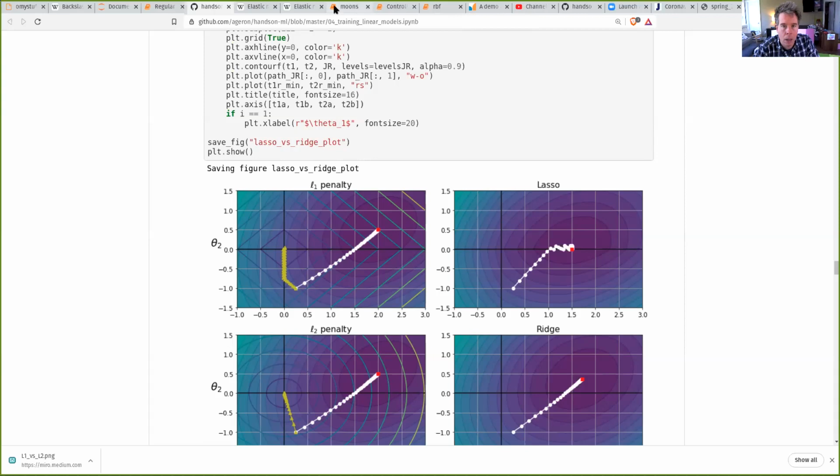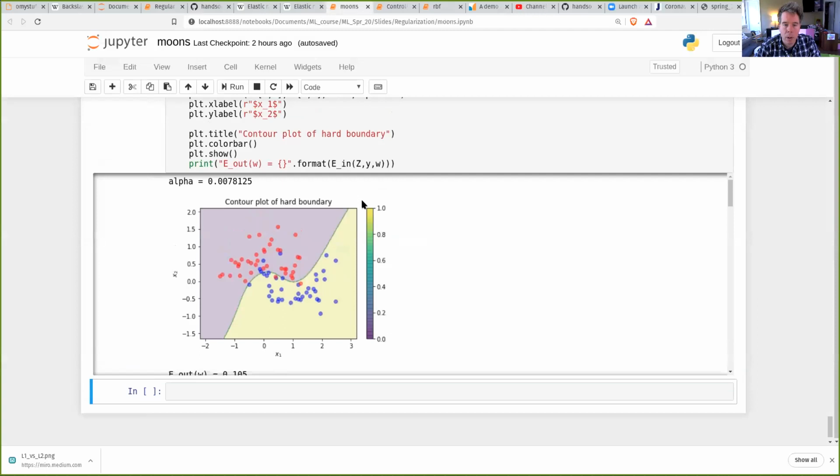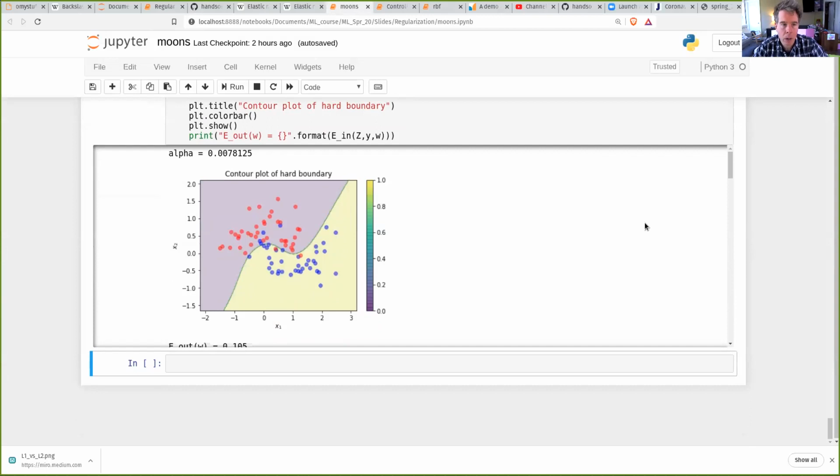So that's regression. Let's look at some pictures from classification. So are you with me? I think you are. Okay.